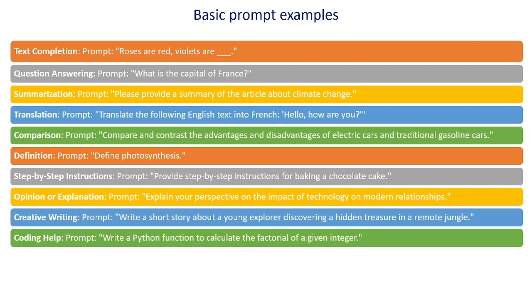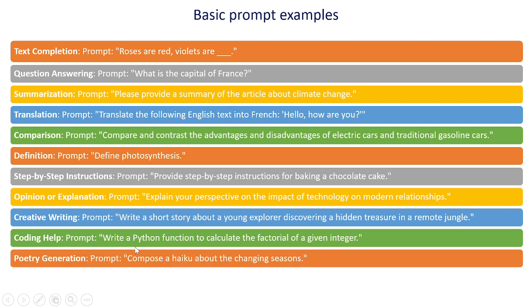Then, for coders who want coding help from LLM models like ChatGPT, be careful about the prompt you are giving. If you want to write a Python function, you have to give the prompt like this: write a Python function to calculate the factorial of a given integer. Then it will provide all the definitions of this function. So for coding help, you have to provide this type of prompt.